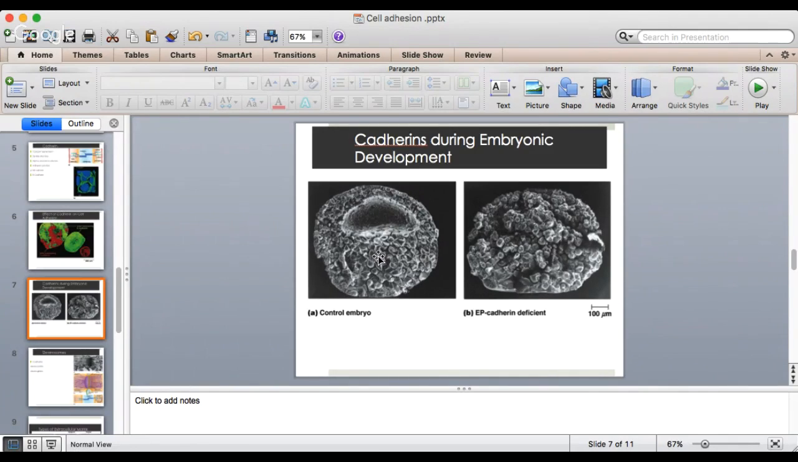As you see here in part A, the control embryo has the EP cadherin protein, so it has a normal structure. As you see here, the structure is distorted and abnormal, and this is due to the EP cadherin deficiency.